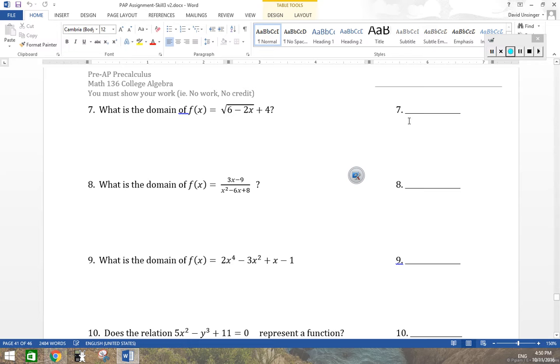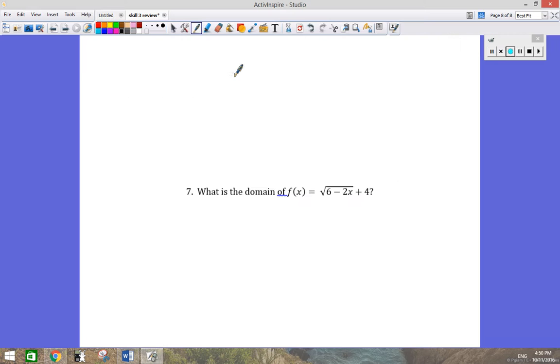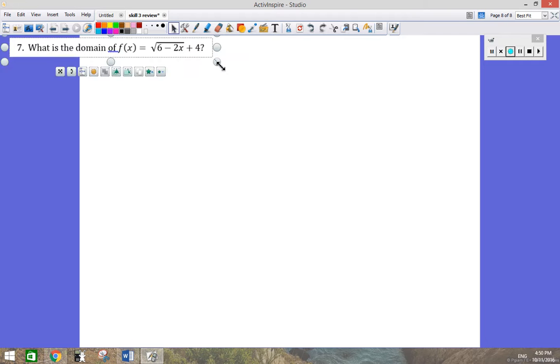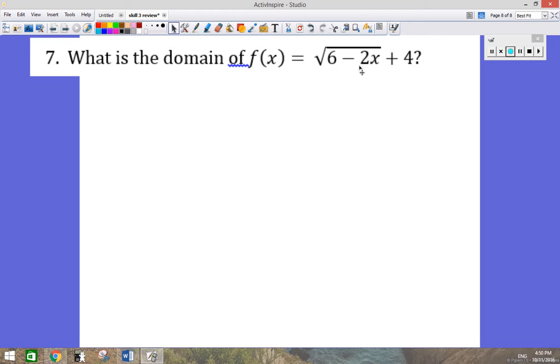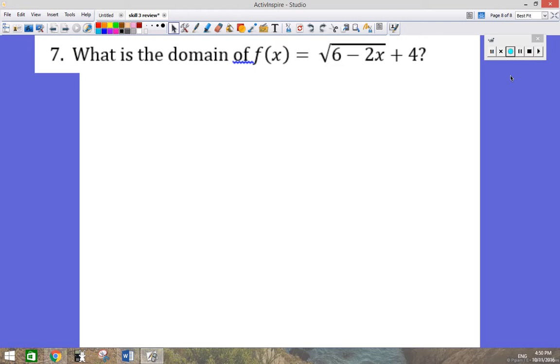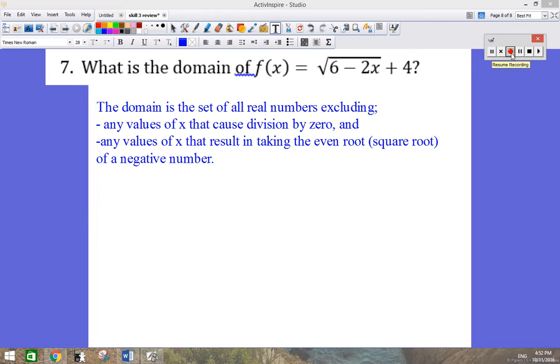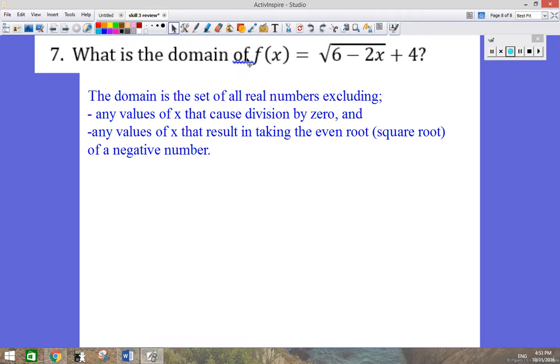The domain is a set of all real numbers, excluding any values that cause division by 0, and excluding any values that would cause us to take the square root of a negative number. Alright, so I paused the video and just typed that out for you real quick because this is what I think and what I say every time that I'm finding the domain from an equation.